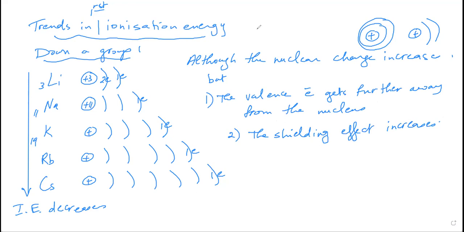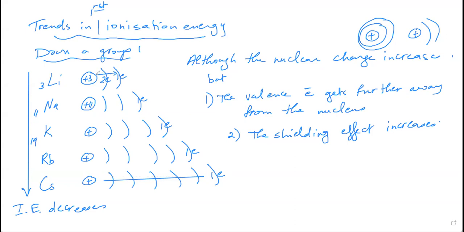Now we say that although the nuclear charge increases, this means that as we go down the group, as you see here, the positive charge increases. And this means that the attraction force between this positive nucleus and the outermost electron also increases. But there are 2 other factors. The first factor is that the valence electron gets further away from the nucleus. If you look at this electron, it's further away from the nucleus compared to this electron in the case of lithium.